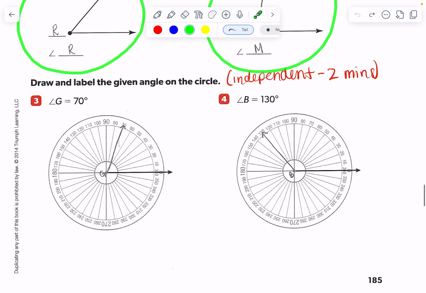But then you push them into their independent practice for 2 minutes. Go ahead and draw and label the given angle of the circle. One of them needs to be 70. Make sure students are not only drawing the second ray at 70 degrees, but they're also labeling the vertex or the angle.